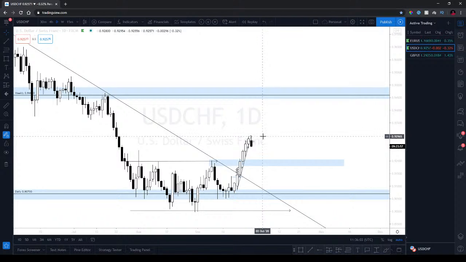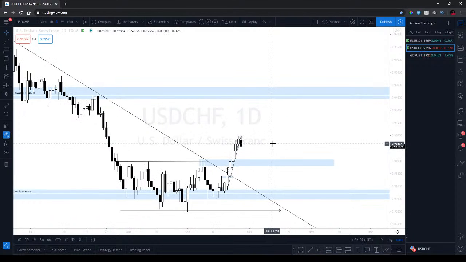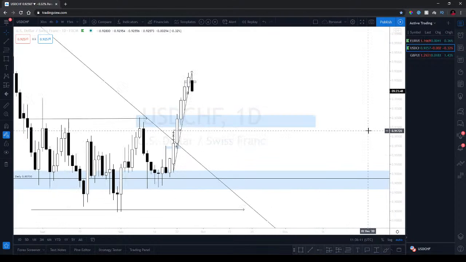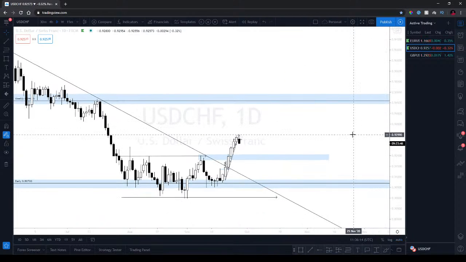Now knowing that we're waiting for a correction, we can go to a lower time frame and look for sales opportunities, and that's what I'm actually going to be doing for this one as well. You can basically see that EURUSD and USDCHF are basically inverse of each other right now.